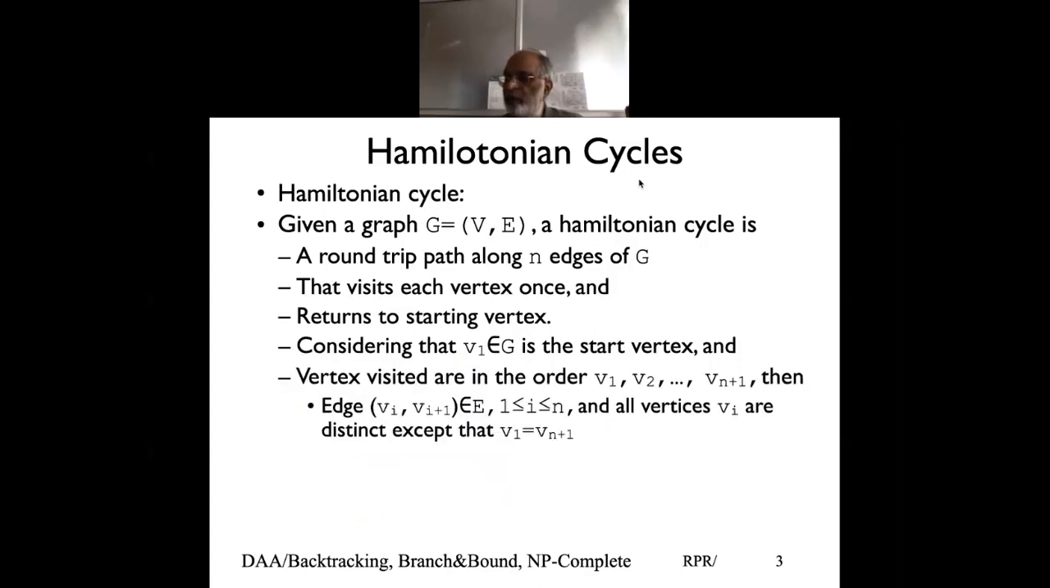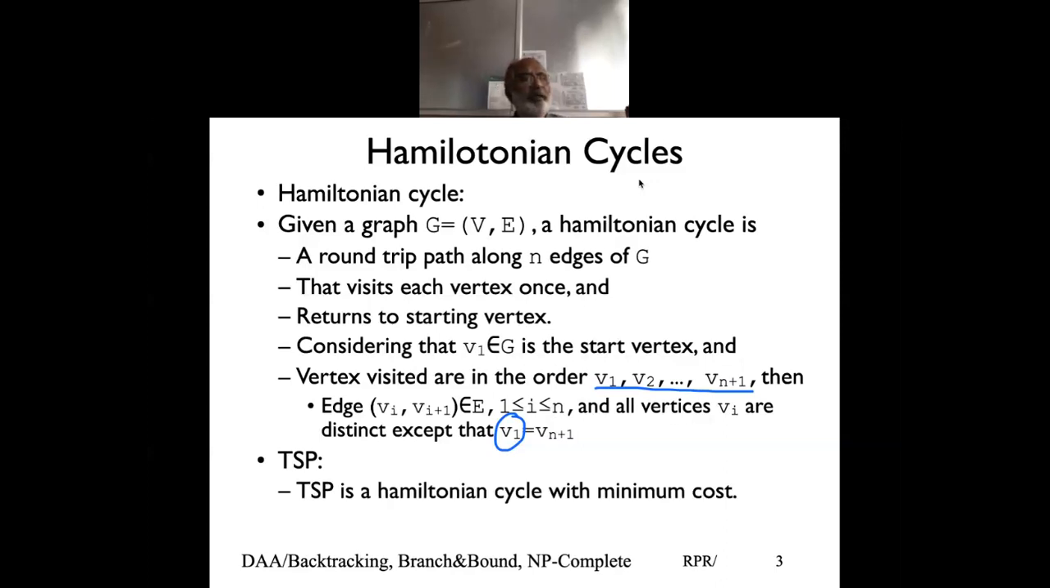Essentially, you start with one vertex, visit all the vertices and finally come back to the starting vertex V1. Visiting n vertices means you visit n nodes, and the n plus 1th node is your own starting node. That is what a Hamiltonian cycle is. A graph can have any number of Hamiltonian cycles, and TSP, the traveling salesperson problem, asks for whichever among all those cycles gives minimum cost. So TSP is a Hamiltonian cycle problem with minimum cost.